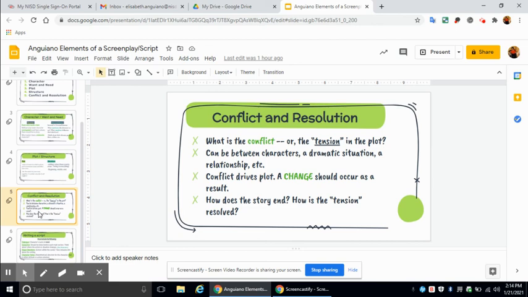And how does the story end? How is the tension resolved? Okay. So, again, that goes back to structure, right? So, you should have a beginning, a middle, and an end. All right. So, the next video I'm going to share with you, we're going to talk about actually writing a script. Okay. And it's not going to be long. But you will have to include all 5 of these elements.